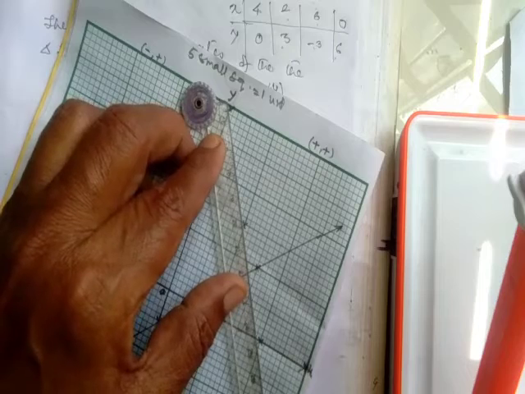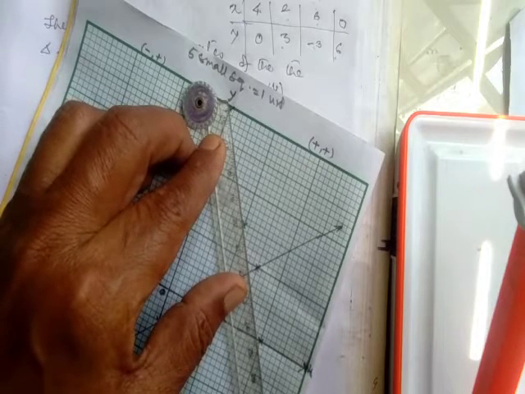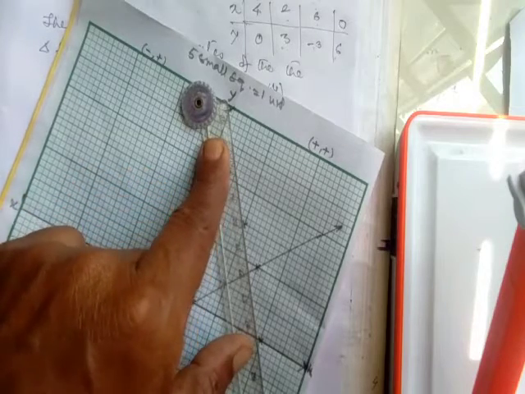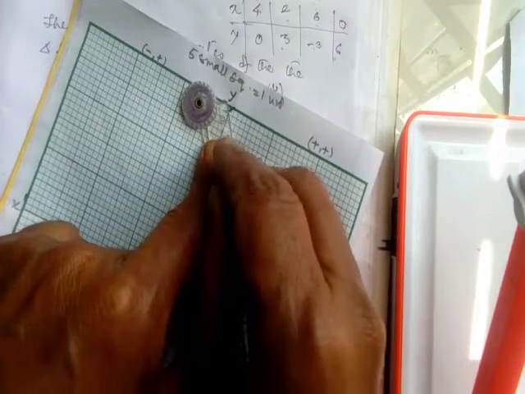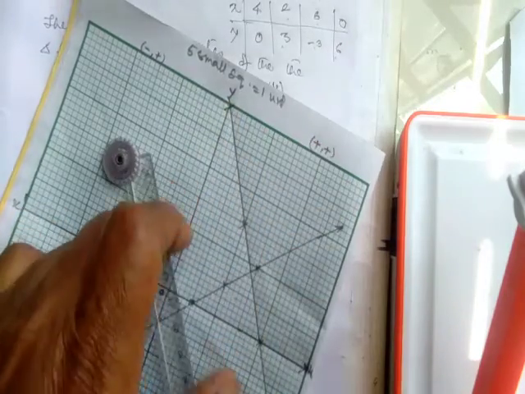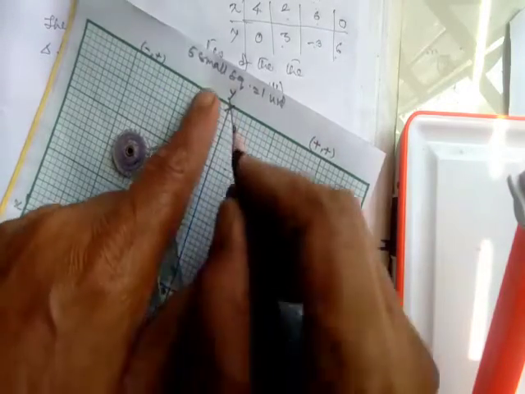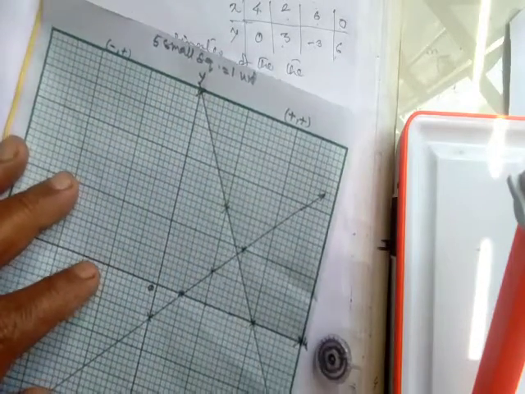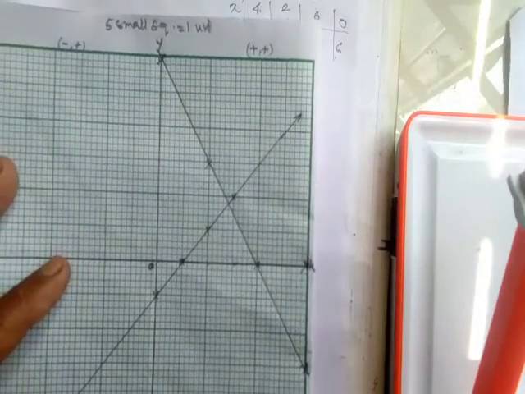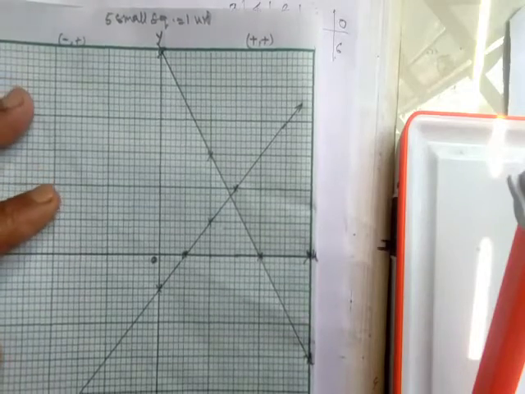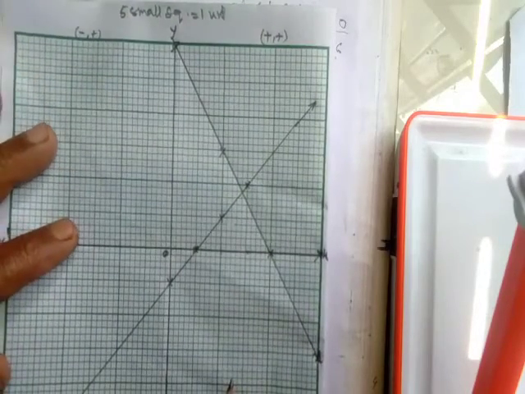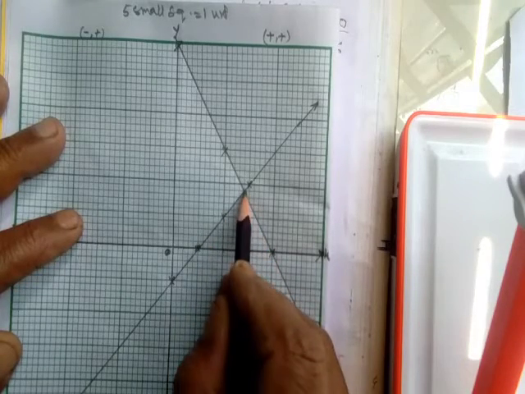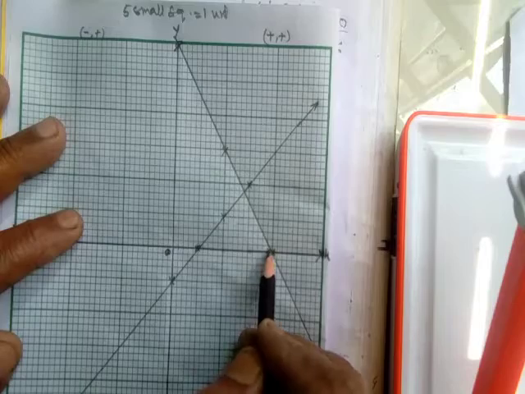See, all the 4 points given by the equation must lie on the same line. Now this is joined. So this is the graph obtained from these two equations. Now here you are asked to determine the 3 vertices of the triangle formed. So this is the triangle formed.